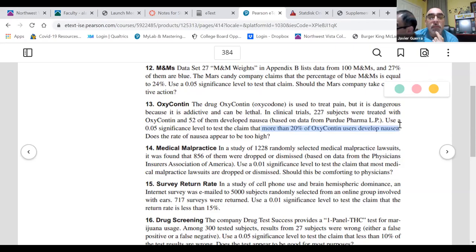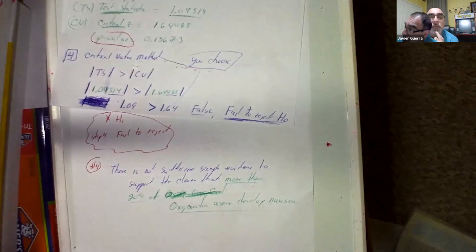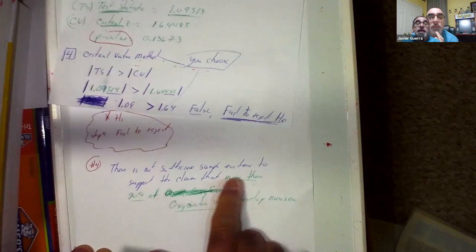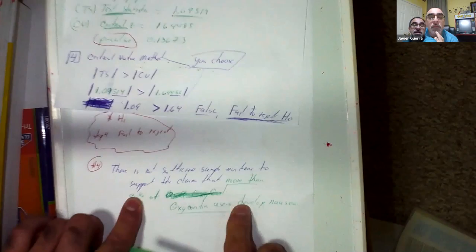You copy the line from my handout and then you copy the wording of the sentence so that it appears like this, ladies. There is not sufficient sample evidence to support the claim that more than 20% of oxycodone users develop nausea. You copied the statement from my handout, and then you copy the statement that's attached to the problem after the word that. You put them together.